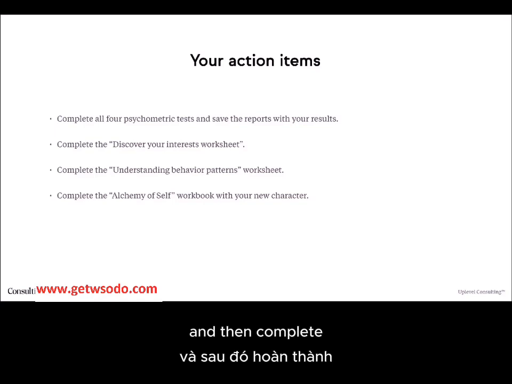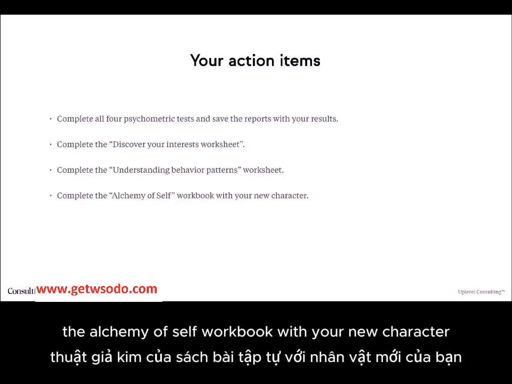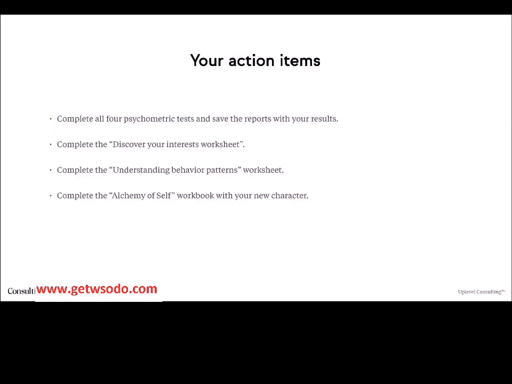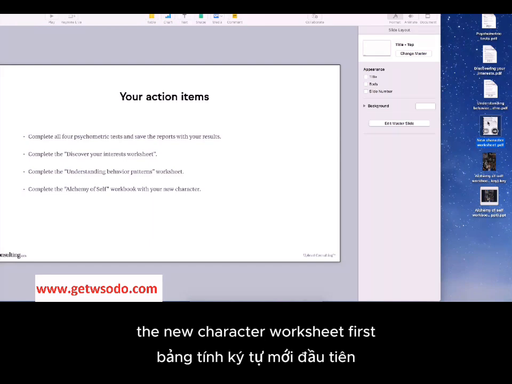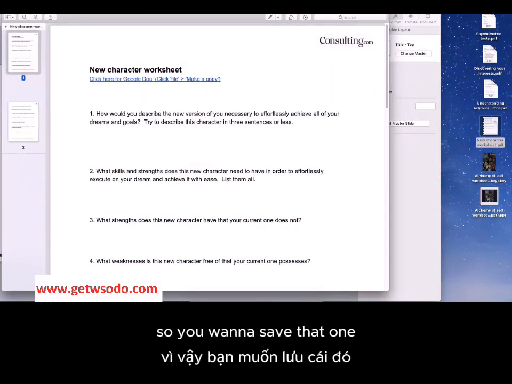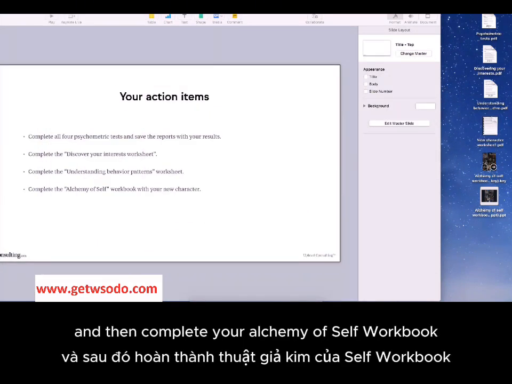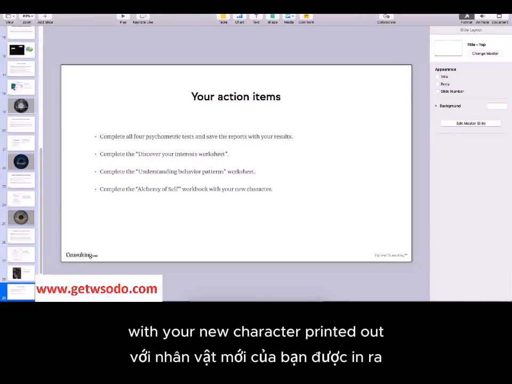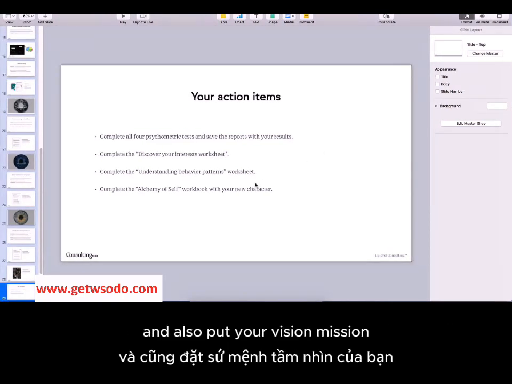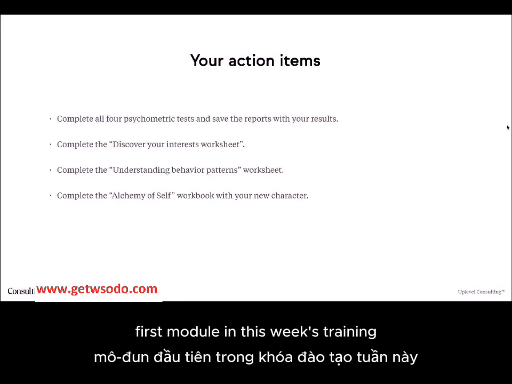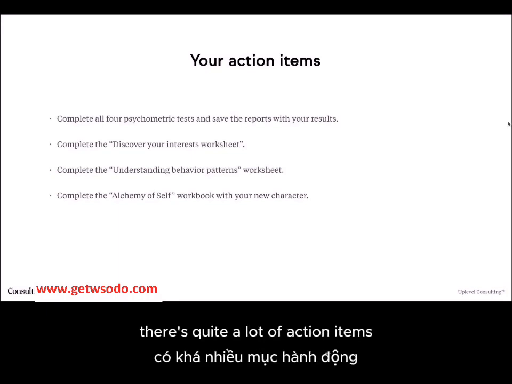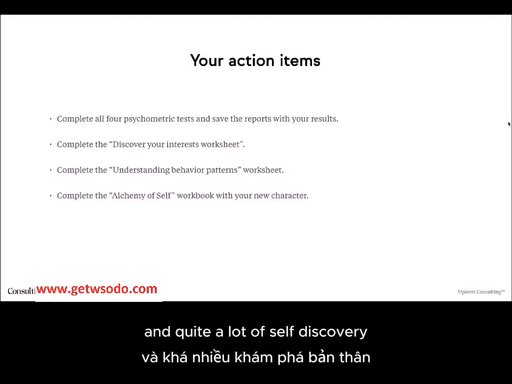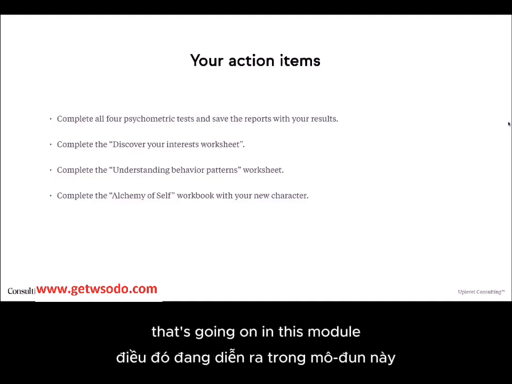And then complete the Alchemy of Self workbook with your new character. And to do that, you're going to want to complete the new character worksheet first. So you want to save that one, upload it to Drive and everything, and then complete your Alchemy of Self workbook with your new character, print it out, and also put your vision, mission, and principles from the first module in this week's training in there too. So there's quite a lot of action items and quite a lot of work and quite a lot of self-discovery that's going on in this module.